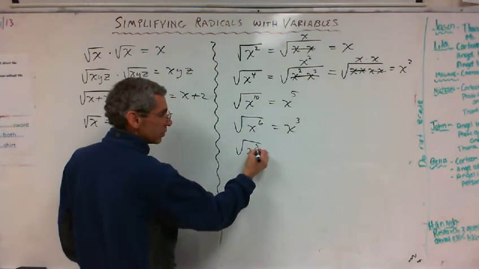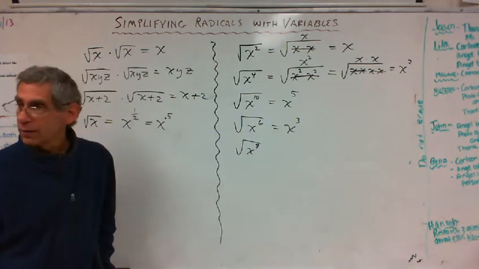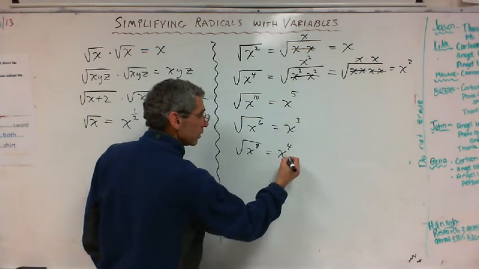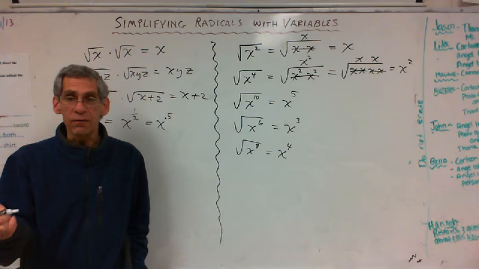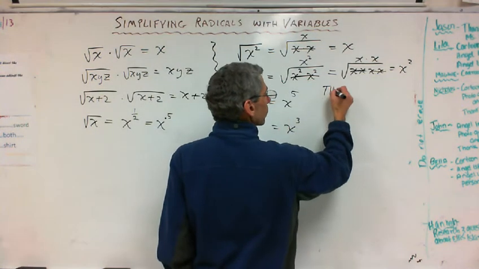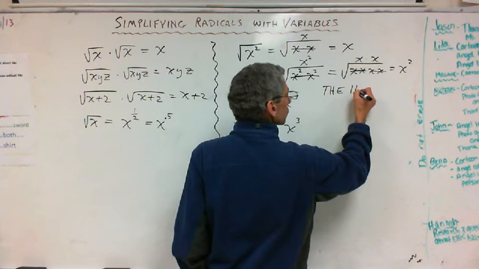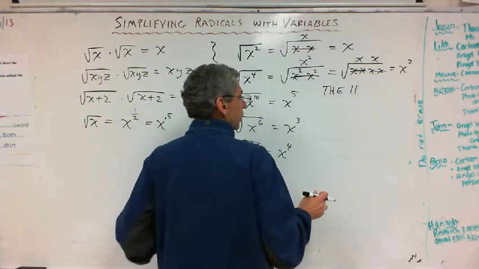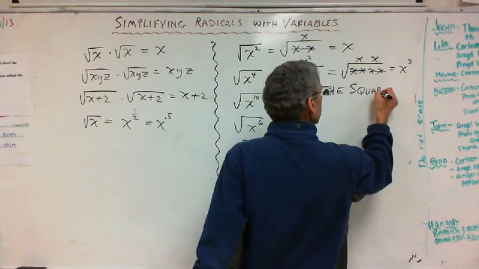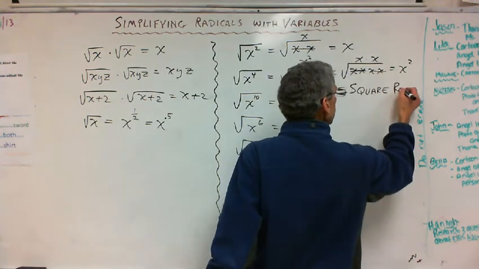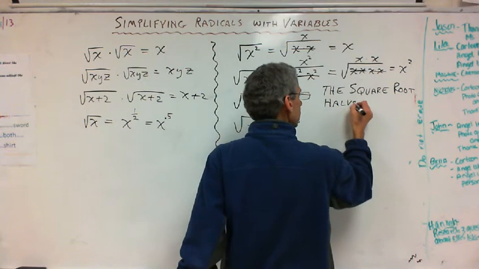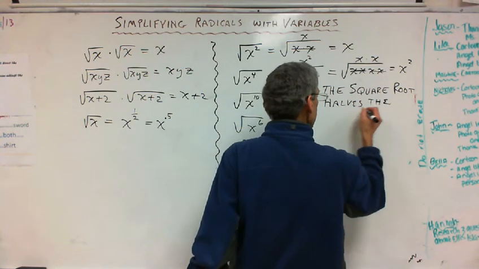Square root of x to the 8th. Half of 8 is 4, so it's going to be x to the 4th. The square root halves every exponent. So I'm going to even write that down, that's so important: the square root halves the exponent.